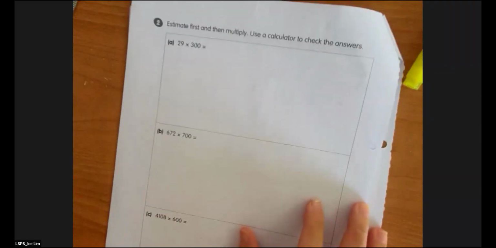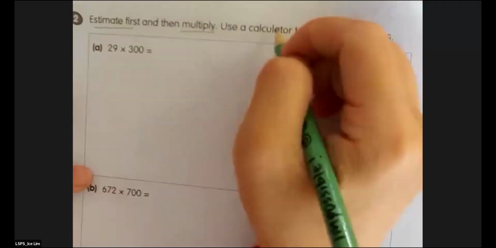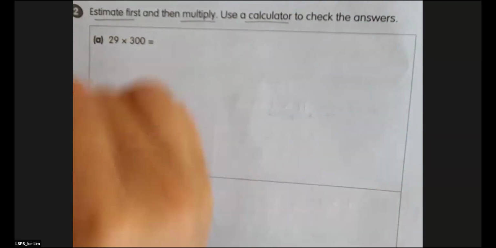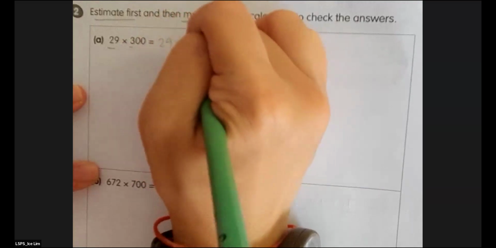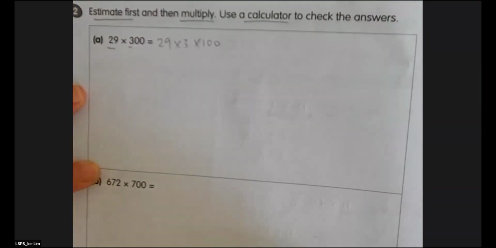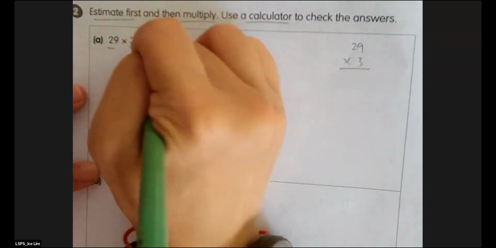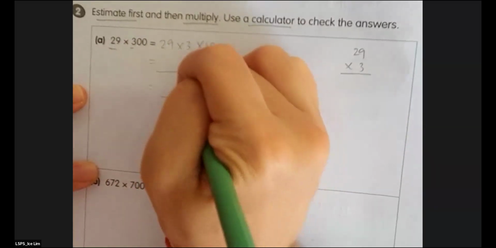Now, the steps are similar. So the steps are similar. 29 times 300, so I do 29 times 3, then times 100. Then I do 29 times 3 here. I'll get an answer. Then I times 100. Get the answer with 2 spaces behind.